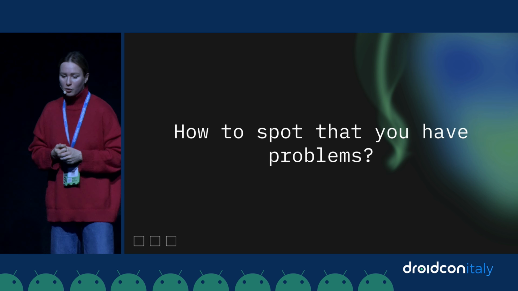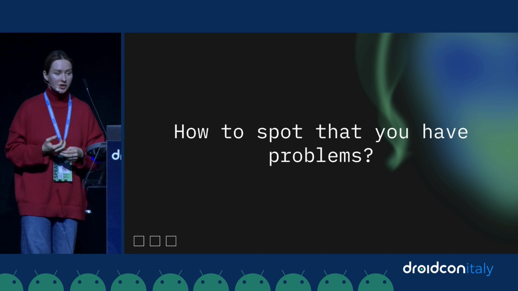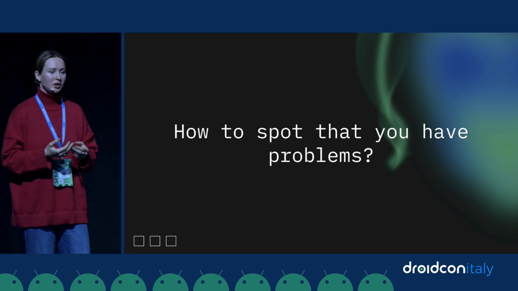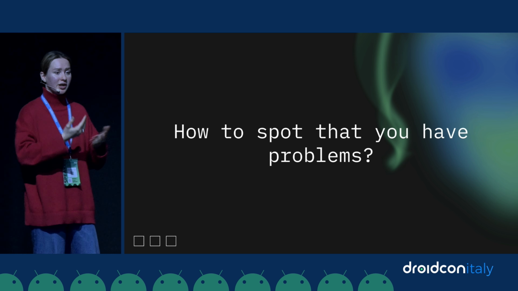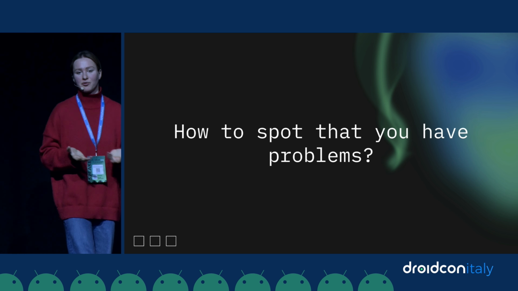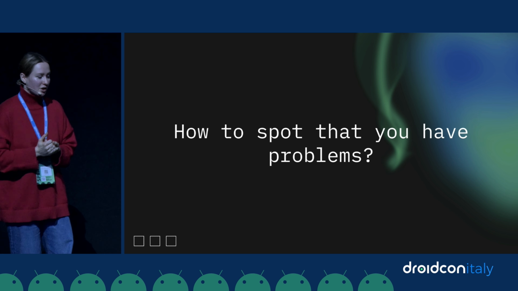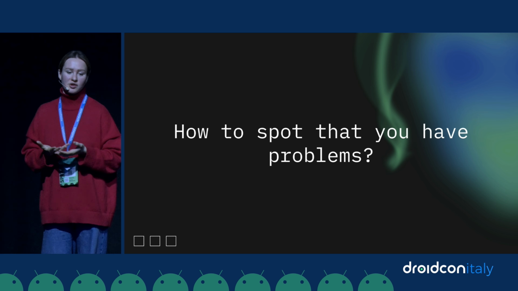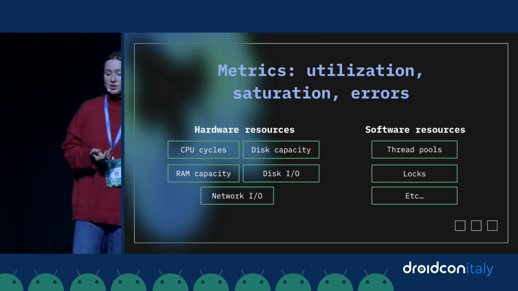So the first thing is how we spot that we have problems. Of course, the first and most obvious answer is by customer support. When you have a production application and you already have it running, then most likely you will notice that you have problems by thousands of people coming to your support and complaining. But most likely at this point, that's already late. So we want to avoid this situation, and of course for this we start with the metrics.